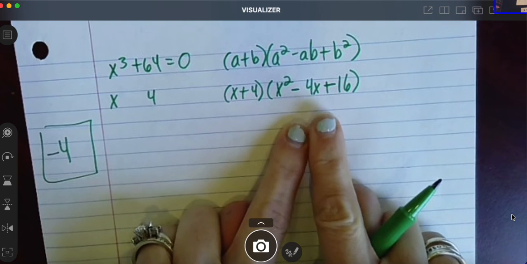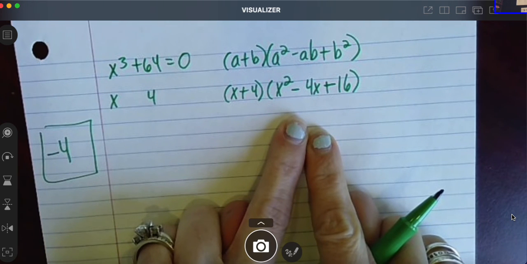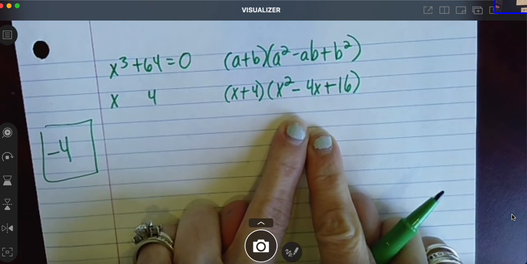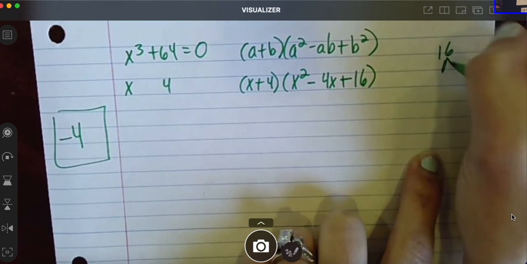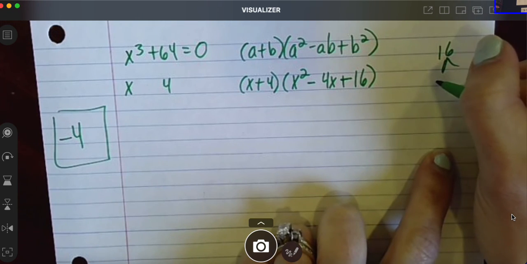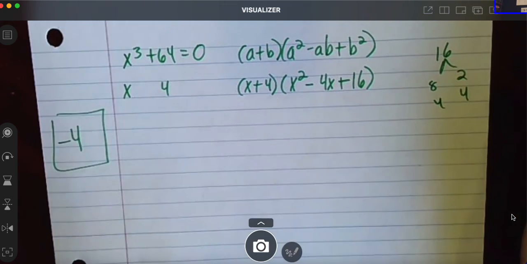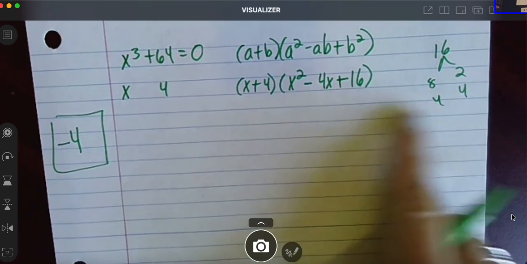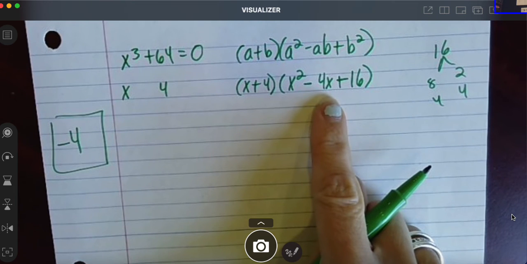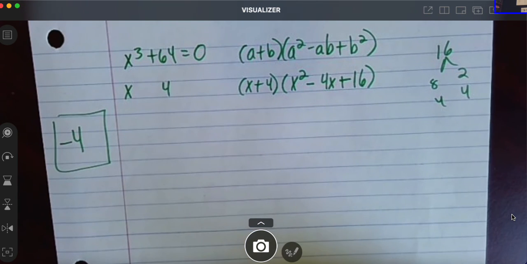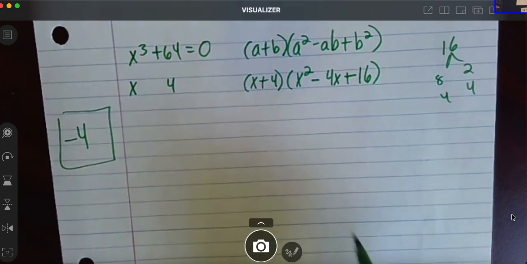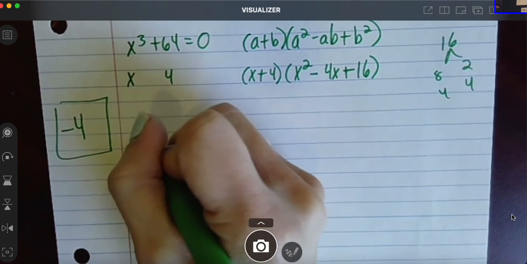Now I need to hopefully factor this, but I don't think it's going to work. Let me try. What are factors of 16? Let's list all of them. 2 and 8, 4 and 4, and 16 and 1. Are any of those ever going to add up to a negative 4? No. So what do we have to use? The quadratic formula. Oh my God. You can't escape it. No, you can't escape it.